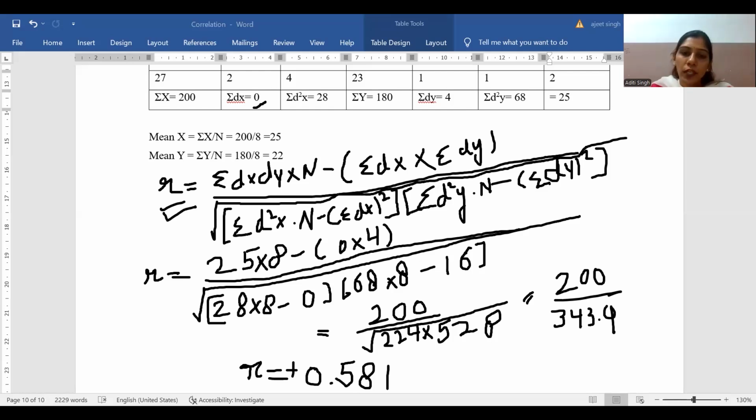So as the value is positive and the value is 0.58, we can say that there is a positive correlation among the age of husband and the age of wife. Okay, they are not highly correlated, but they are between the range of 0.25 and 0.75, which is good enough, a good correlation among the variables.